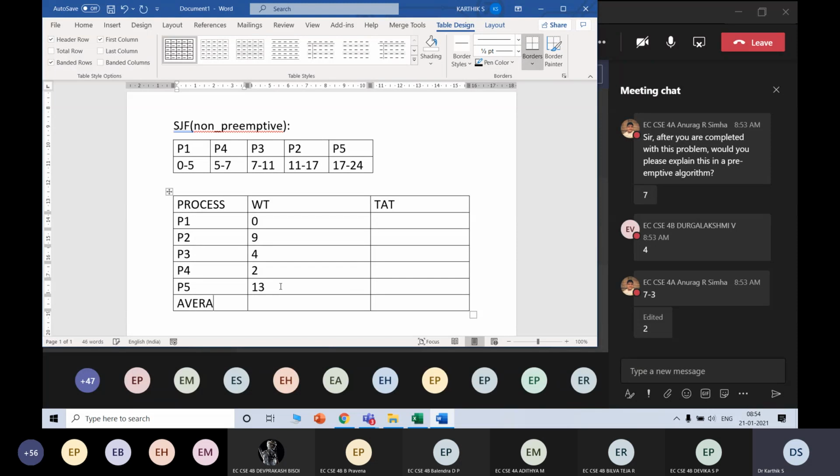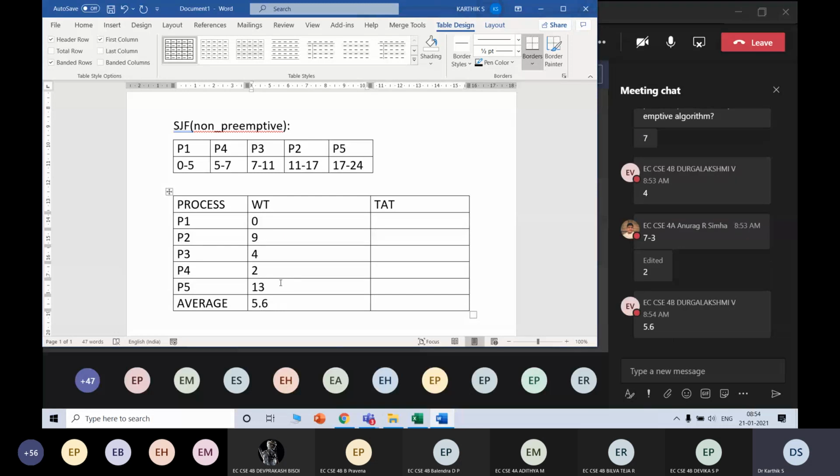And what about the average? You take the average of it. So it is 13 plus 2 plus 4 plus 9 plus 0 divided by 5. So it is 15, 19, 28. 28 by 5 is 5.8, I believe. Or 5.6? Yeah, 5.6. Right.